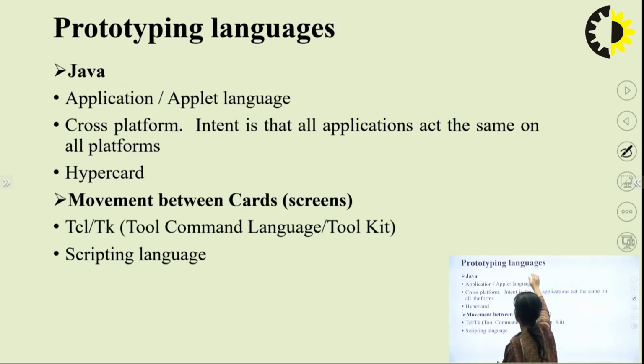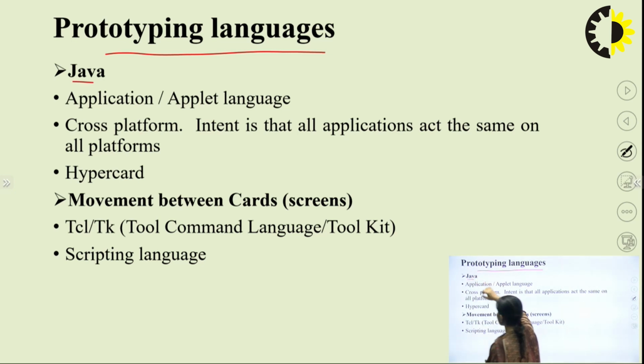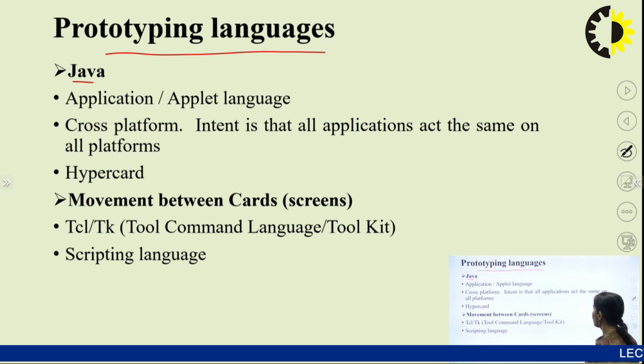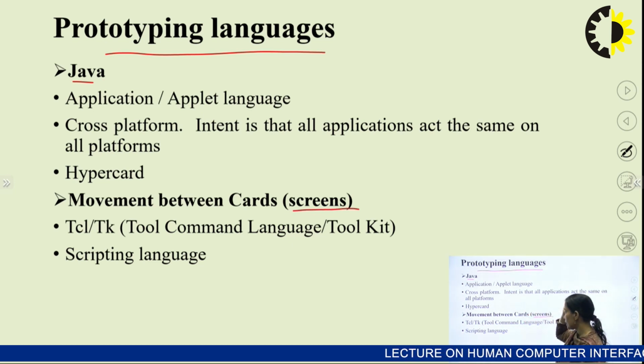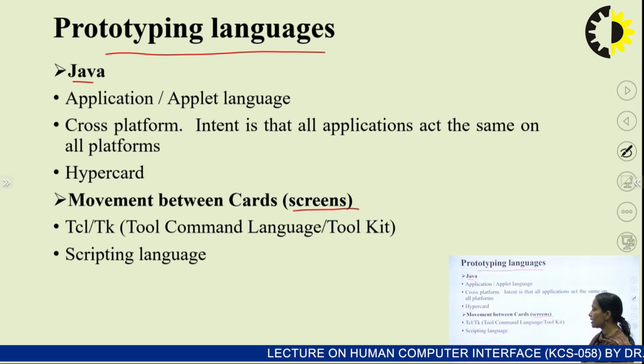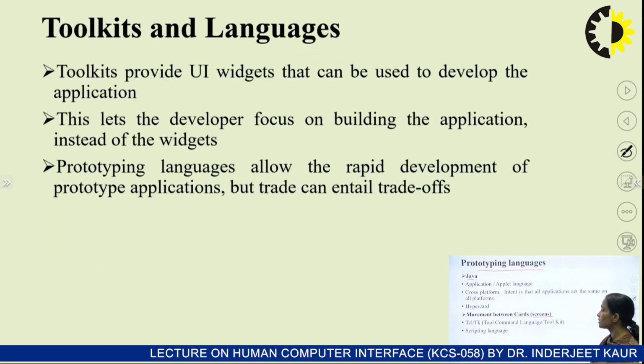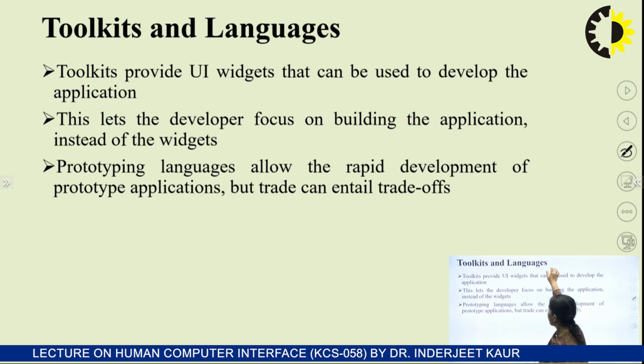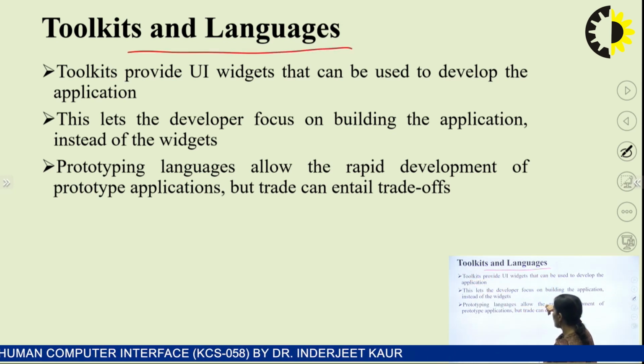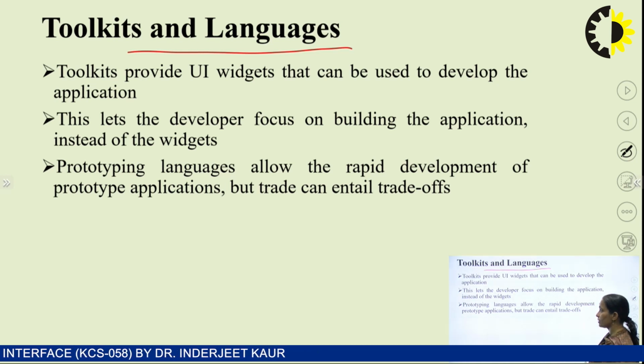Then the different prototyping languages that can be used. The first language that can be used is Java, means it is a kind of application or applet language, cross platform. The intent is that all the applications act on the same platforms. Then HyperCard, the movement between cards, that is screens, or we can use any kind of tool command language or scripting language. Then the various toolkits and languages. Toolkits provide the UI widgets that can be used to develop the application, and they focus on the developer, means to build the right application.